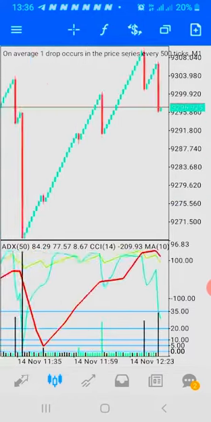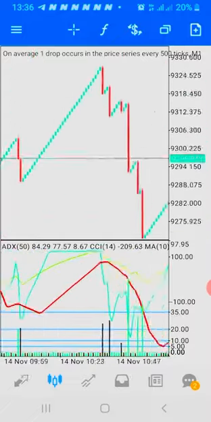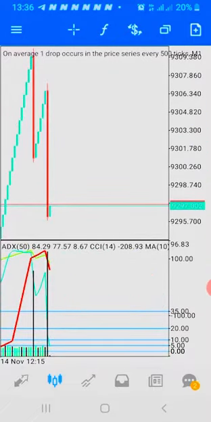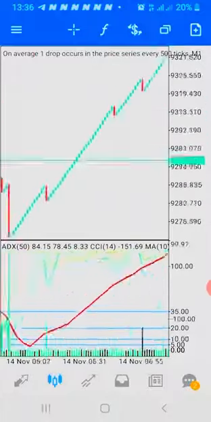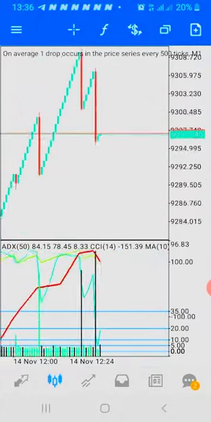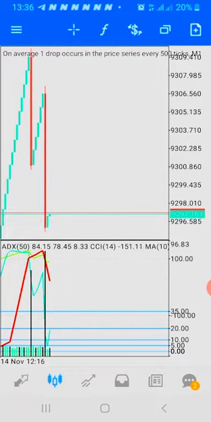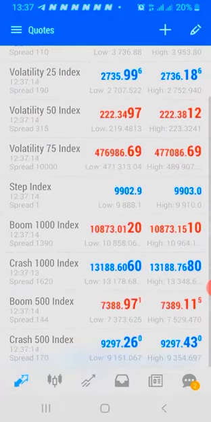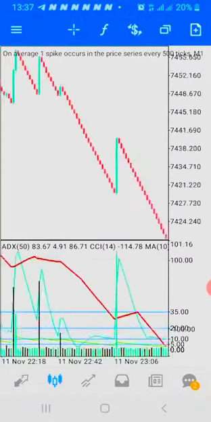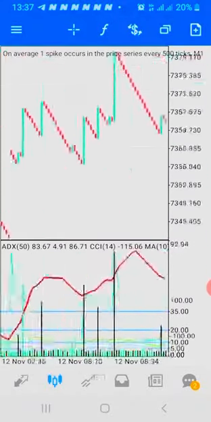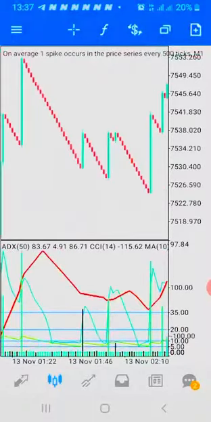So I won't waste your time waiting for it to spike. I believe if you understand this strategy seriously, you will make money from it. This is how this strategy works. It's used to sell crash, and for boom, you use it to buy. You don't use this strategy to buy crash. You use it to sell crash and buy boom. So let's check boom 500. You see how this strategy works for boom 500.